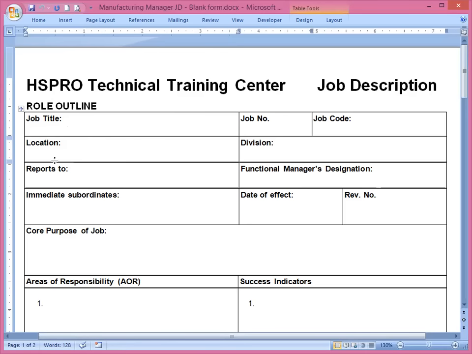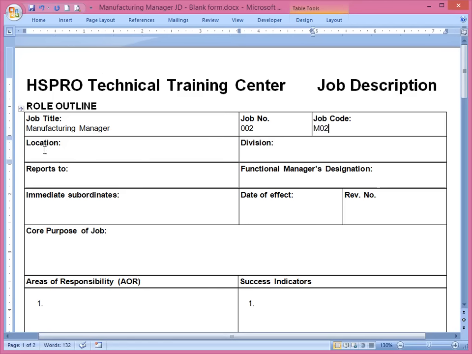Let me start by writing the job title of the job description that we're going to write today. Okay, so the title of the job description starts with manufacturing manager. Okay, so let's just say the job number is search 2. Then the job code could be M02. Okay.